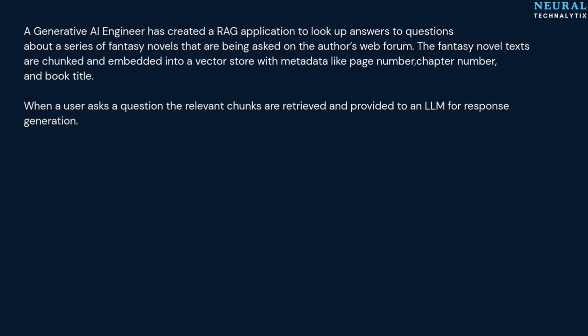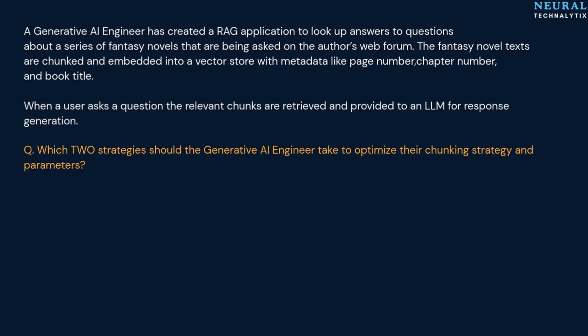generation. Now here's the situation. The generative AI engineer originally used intuition to pick the chunking strategy and its configurations. But now, the engineer wants to more methodically choose the best values. So the question is, which two strategies should the generative AI engineer take to optimize their chunking strategy and parameters?